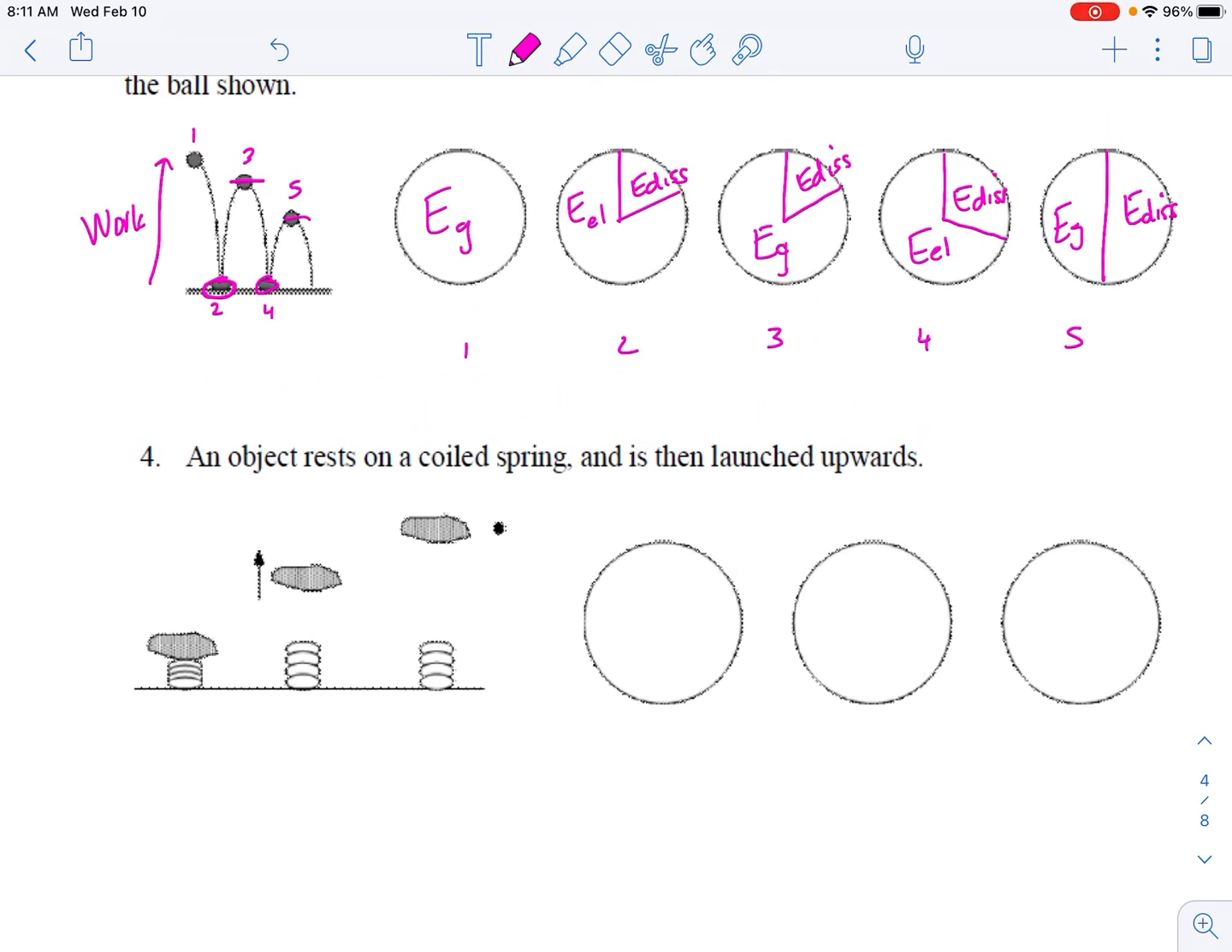Okay, one more example. An object rests on a coiled spring and then is launched upward. So when the spring is coiled or pushed on, elastic potential energy is stored in the spring. I can see in 3 that the object is going to get to its maximum height. That's gravitational potential energy. And in the middle, it's got a mix. It's got some gravitational potential energy and some kinetic energy.